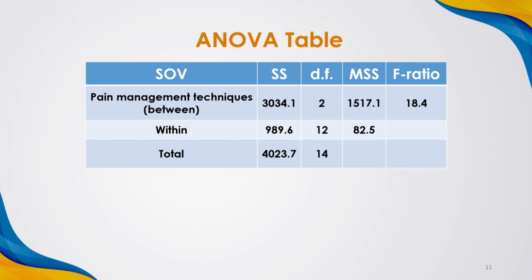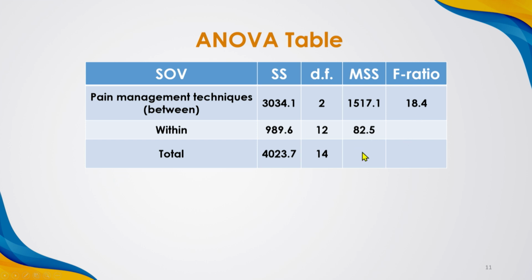There are 3 treatments, so the degrees of freedom for treatment is 2. There are totally 15 observations, so N minus 1 is 14, and by subtracting 2 from 14 we get 12, which is the error degrees of freedom. The mean sum of squares we calculate by dividing the sum of squares by the corresponding degrees of freedom. When we divide 3034.1 by 2 we get 1517.1, and if we divide 989.6 by 12 we get 82.5. Dividing the mean sum of squares for treatment by the mean sum of squares for error gives the F ratio.